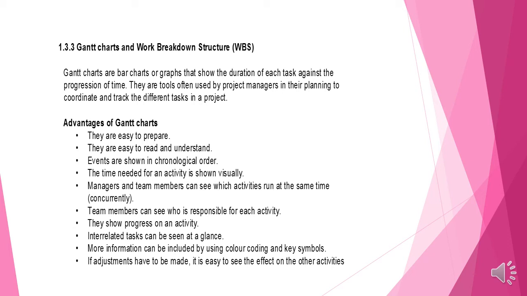Interrelated tasks can be seen at a glance. More information can be included by using color coding and key symbols. If adjustments have to be made, it is easy to see the effect on the other activities. Those are the advantages of a Gantt chart. If you want to go through a Gantt chart thoroughly, please go to page 122 of your textbook, and then you can easily go through that example and redo it and see the dependency relationship there, what comes before, what can be done concurrently.